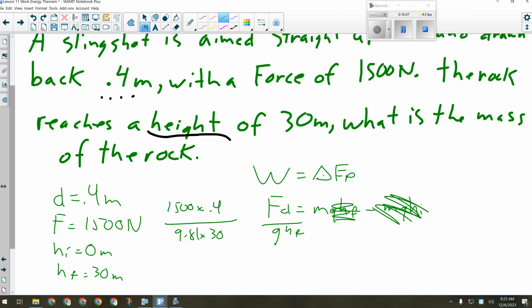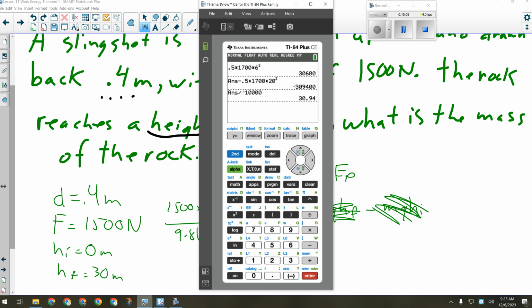This answer would also only technically have one significant digit. So 1500 times 0.4, divided by 9.81 times 30. It has a mass of 2 kilograms.